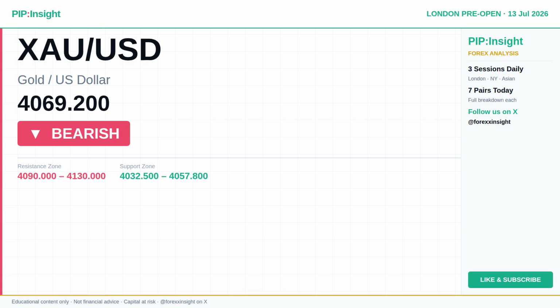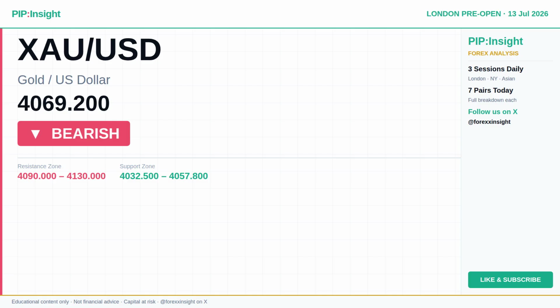The key reference points for this session are the $4,058 low to the downside, with a clean break there opening a path toward the $4,032 to $4,044 support zone. To the upside, the $4,080 pivot is the immediate gauge, and above that, the $4,090 to $4,102 band is the first meaningful resistance ceiling to reclaim.